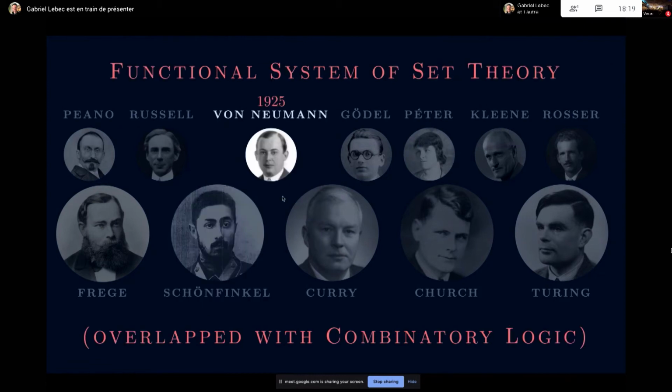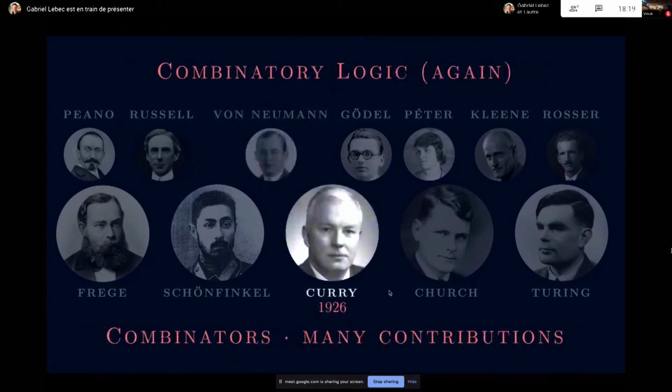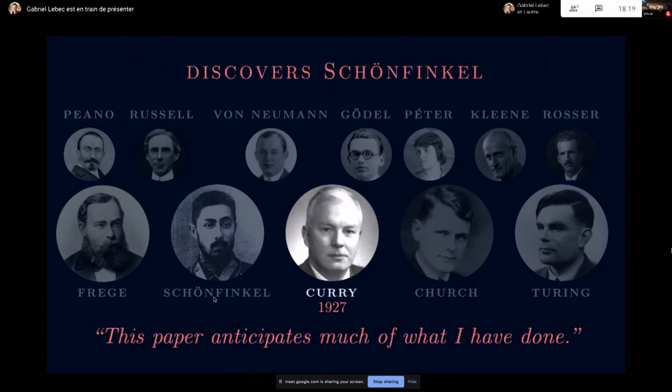I'm going to mention John von Neumann here because he also sort of by accident invented a functional system of set theory. That wasn't really what his goal was. He wasn't trying to focus on functions, but he ended up doing some important work there. Later, he did a ton of very important work on the first physical computers. And then we get to Haskell Curry. So this is a logician who goes and studies in Germany. And he studies combinatory logic and does a lot of contributions. And then in 1927, he discovers Schonfinkel's work and realizes Schonfinkel already discovered a lot of what he'd been working on, but not everything. And he goes on and continues to do a lot of important work in combinators.